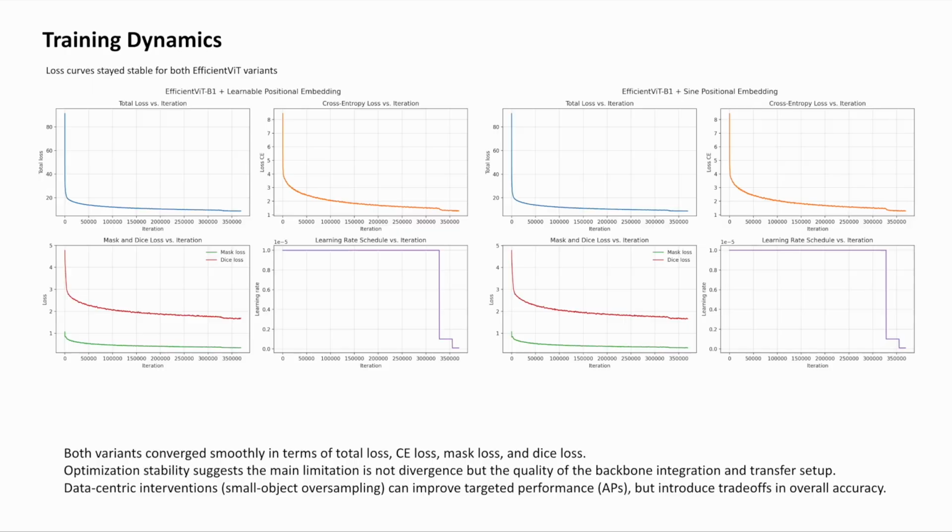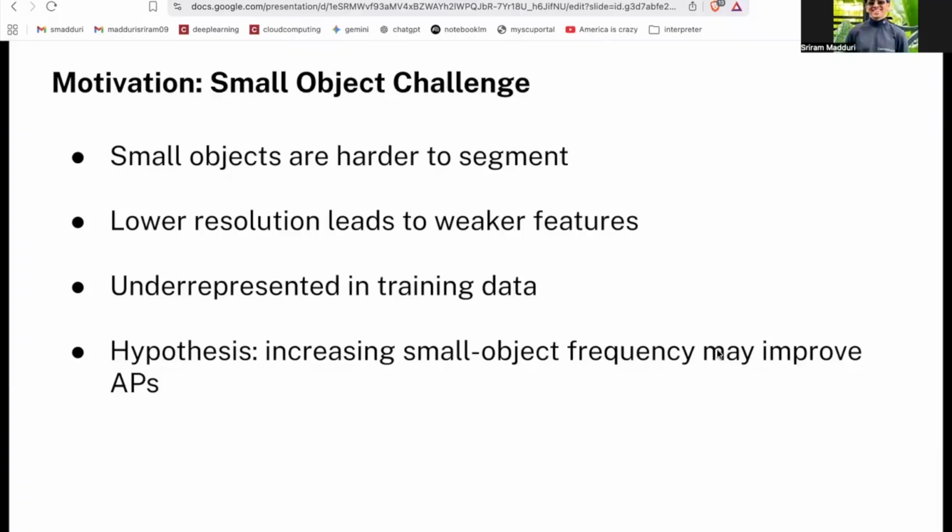From a data-centric perspective, small objects are harder to segment because they occupy fewer pixels and are underrepresented in the dataset. So instead of modifying the model, we asked, can we improve performance by just changing the data distribution? Our hypothesis is that increasing small object examples will help the model learn better representations.